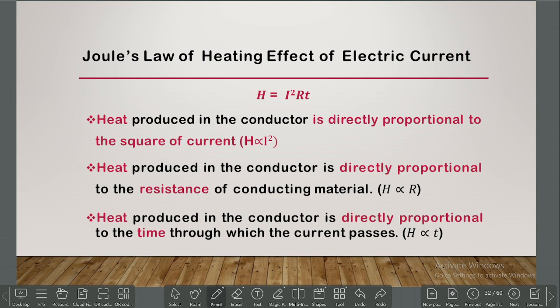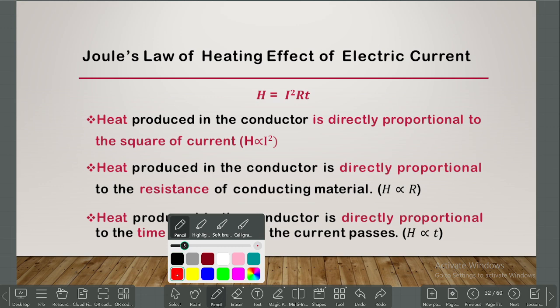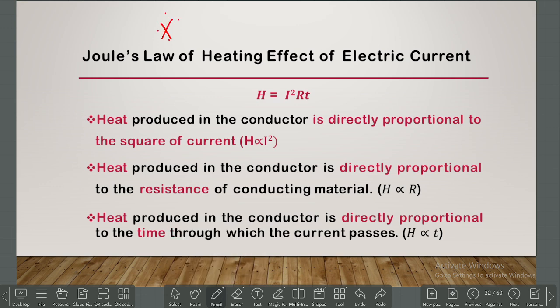Now, based upon this, he gave a law, and we will be calling it Joule's law of heating effect of electric current. From this equation itself, we can expand that law fully. We all know H stands for heat energy, I stands for current, R stands for resistance, and T stands for time. So heat produced in the conductor is directly proportional to the square of current.